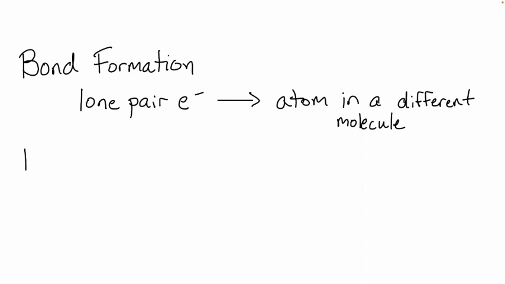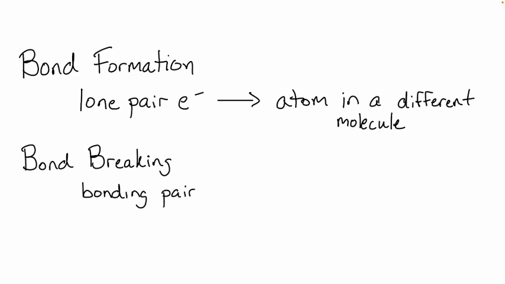A bond breaking arrow is going to start at a bonding pair of electrons. All right, and it's also going to end in an atom. It always has to end in an atom. But this is going to be an atom that shares that bond. Right, so these will end at an atom connected to that bonding pair.